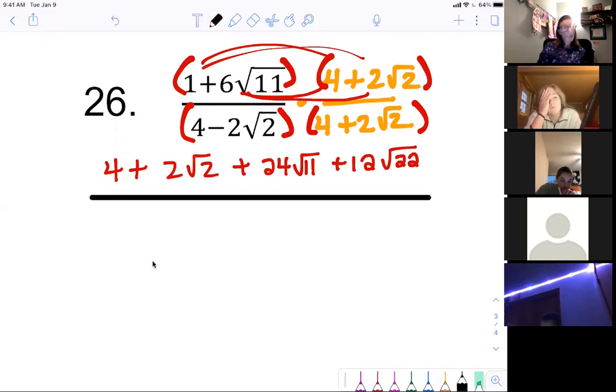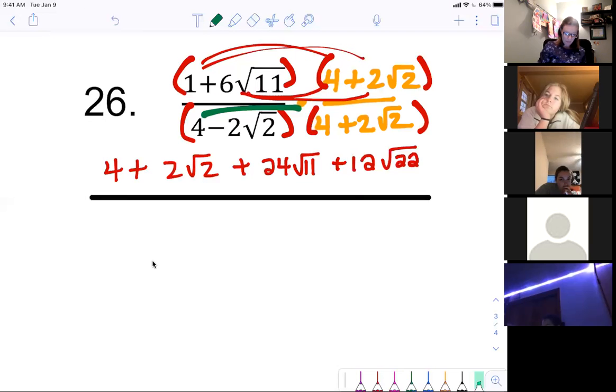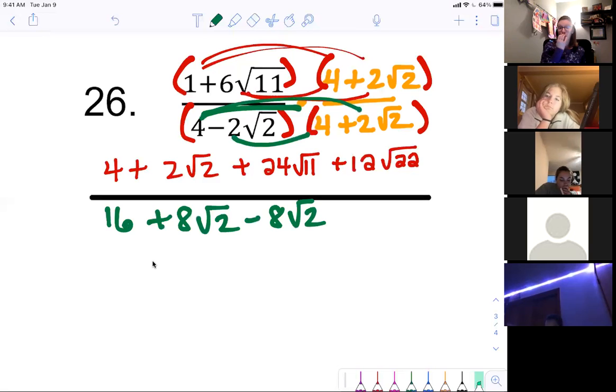So then on the denominator, we're going to do exactly the same thing. We're going to multiply the denominator together as well. So giving us 16. And then 4 times 2 root 2, positive 8 root 2. And then negative root 2 times 4 is negative 8 root 2. Again, just the numbers outside are being multiplied because the 4 doesn't have a radical. And then the last one, I have negative 2 root 2 times positive 2 root 2. So that's negative 4 and then root 4.